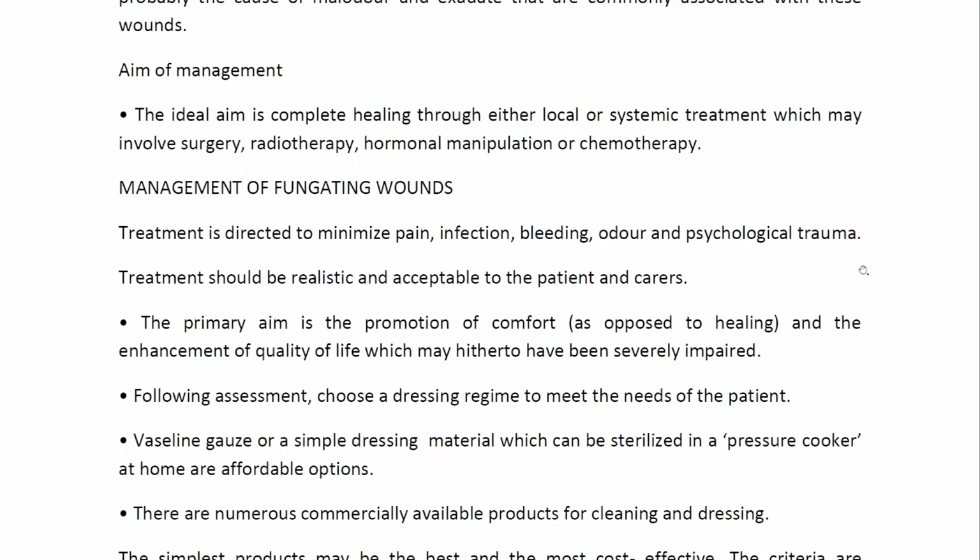Aim of management. The ideal aim is complete healing through either local or systemic treatment, which may involve surgery, radiotherapy, hormonal manipulation or chemotherapy.